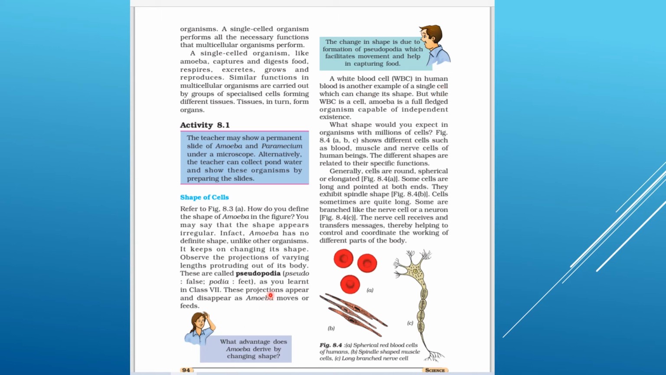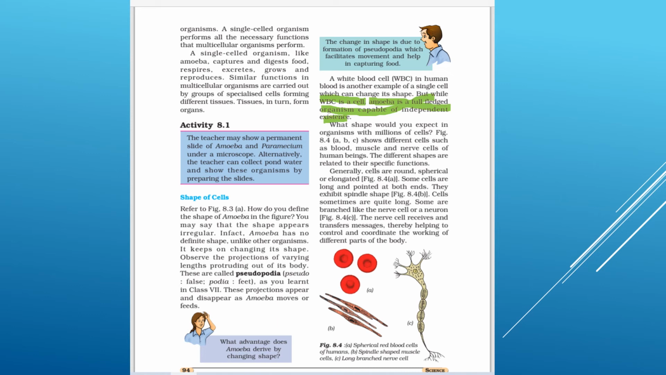Okay, amoeba is also an example of a single cell. WBC is also an example of a single cell. But what is the difference? There is a difference. WBC is a cell, and amoeba is a full-fledged organism. It is capable of independent existence. So that is the difference. Both are single cell, but WBC is a cell, while amoeba is a full-fledged organism which is capable of doing different activities.